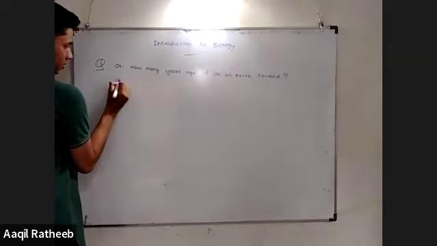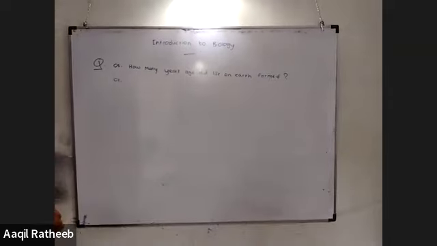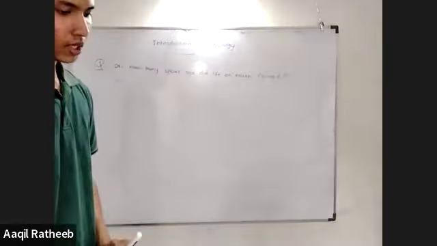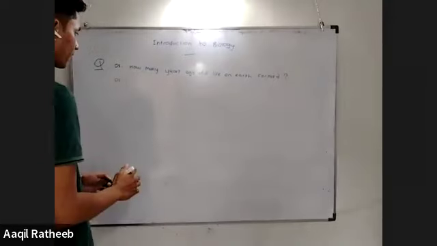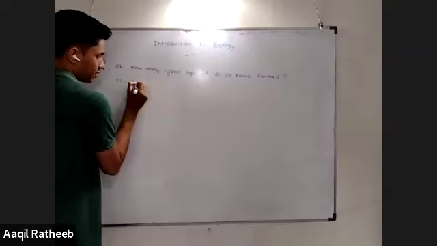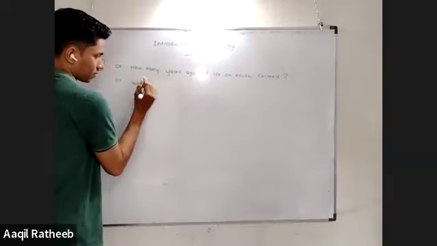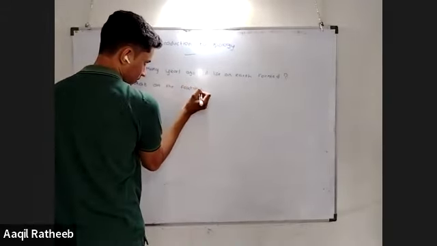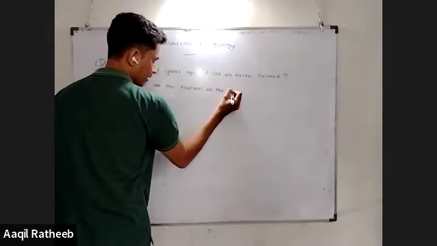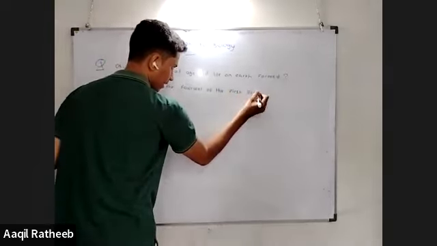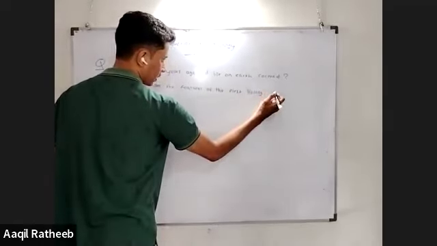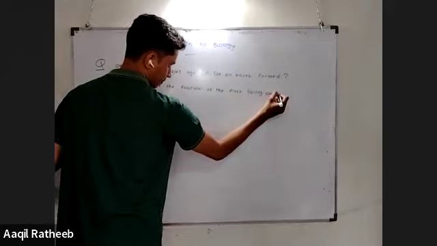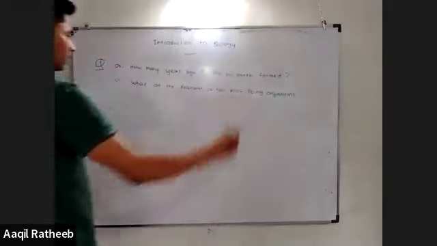First question. Write down the first question. How many years ago did life on Earth form? The answer is in the resource book. Go through that. Second question is, what are the features of the first living organism? There are three. We have to write down three.